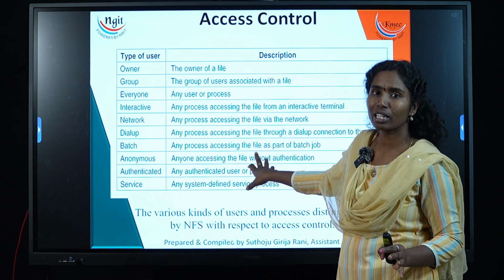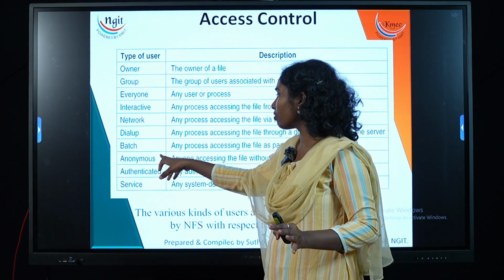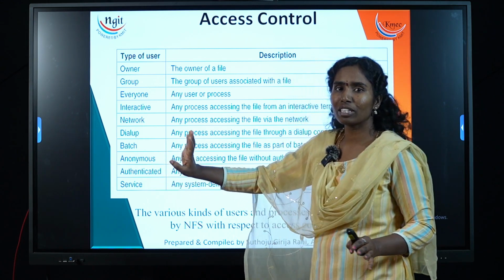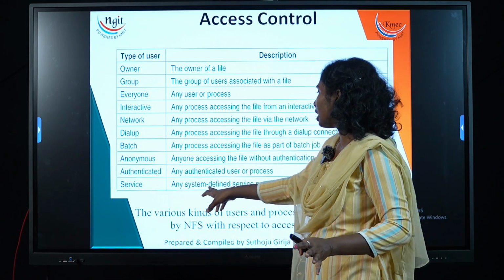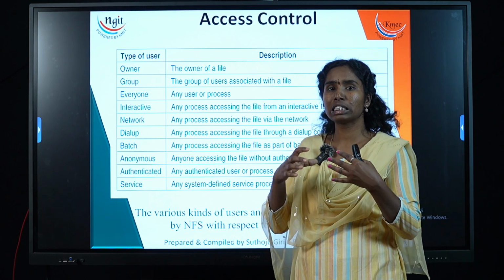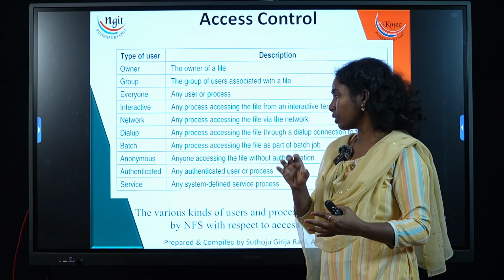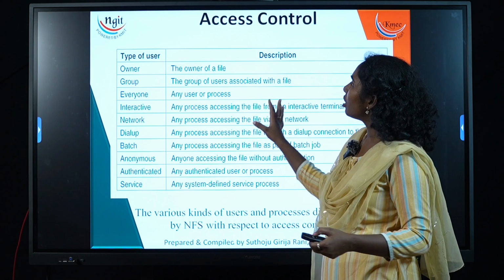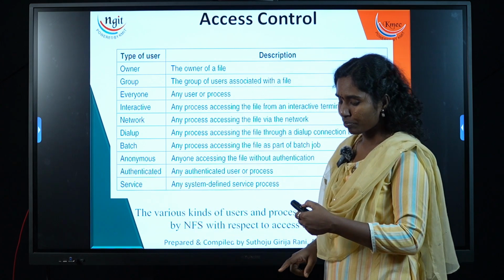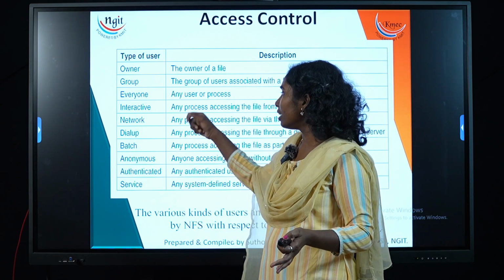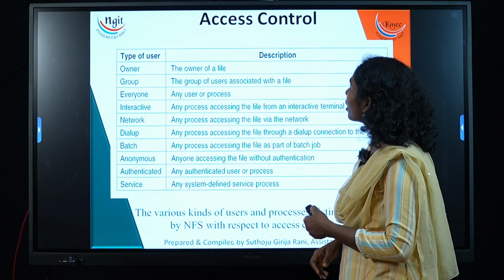Anonymous is very, very important. Without authentication we are going to give access, so we have to think a lot while giving this access. Authenticated: obviously the authorized users get the chance to use it. Service: any system-defined service process. If any system application requires that particular file, then as a service we have to provide that file as input. There are a number of access controls, but the one we have to think about most is anonymous. If we have internal fraud, then interactive, batch-wise, and network-wise access can also cause a number of security issues.